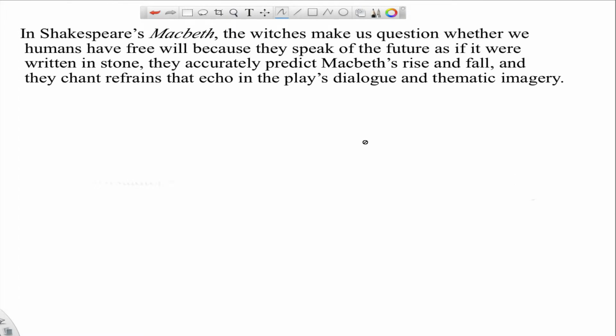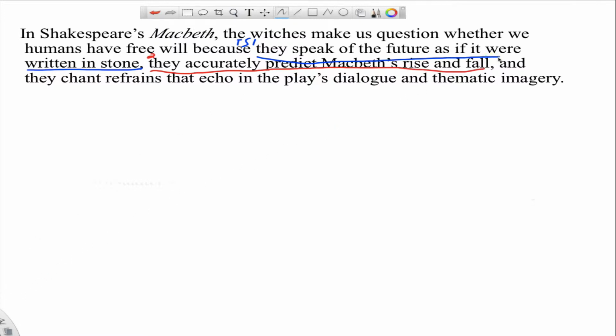In Shakespeare's Macbeth, this is a 3-part foreshadow thesis statement, and it's not in response to an SAT prompt, but to a college prompt. So in Shakespeare's Macbeth, the witches make us question whether we have free will because, 1, they speak of the future as if it were written in stone. That's topic sentence 1. And then 2, they accurately predict Macbeth's rise and fall.